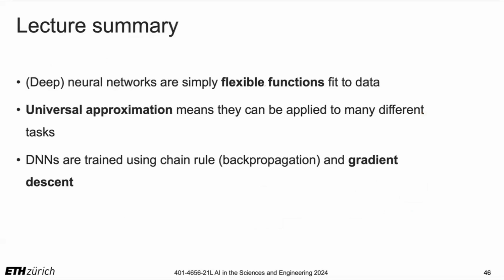Okay, so that's the end of this lecture because it's a short lecture today. Just to summarize, the main thing I want you to take away is that neural networks are simply flexible functions that fit to data. The magic of neural networks is that they have universal approximation. They can be trained on many, many different tasks. And we train them using the chain rule and gradient descent.